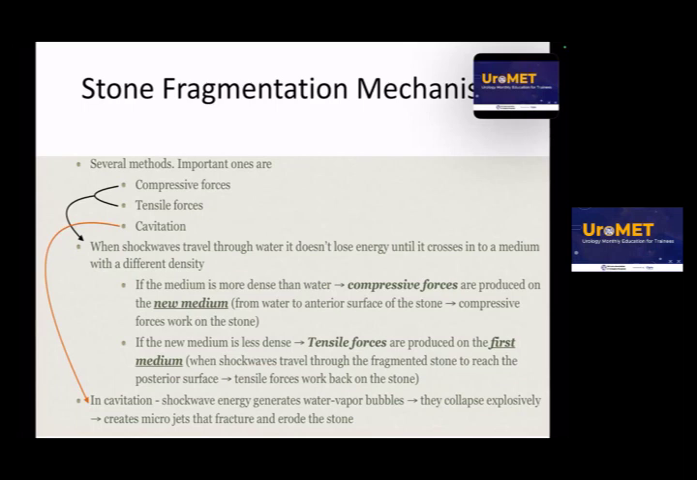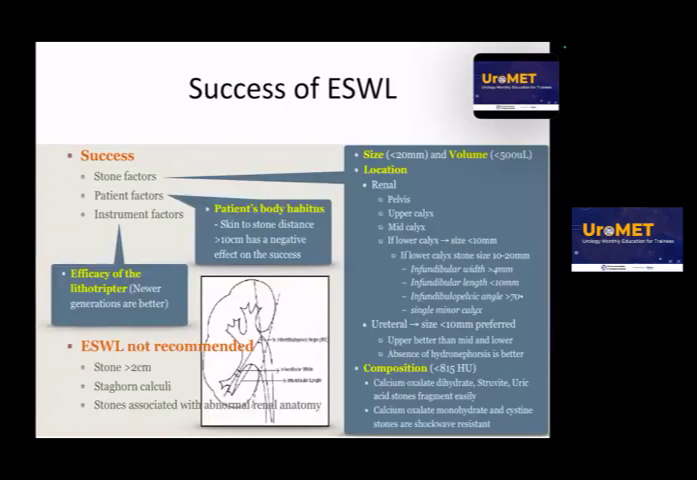Then the success of ESWL, that means the stone-free rate following ESWL, depends on the stone factors, patient factors, and instrument factors. So stone factors: size of the stones, which depends on the location. If it is renal, 2 centimeters, and in the ureter, 1 centimeter. And the location within the kidney, whether it is the pelvis or upper calyx, mid or lower calyx.